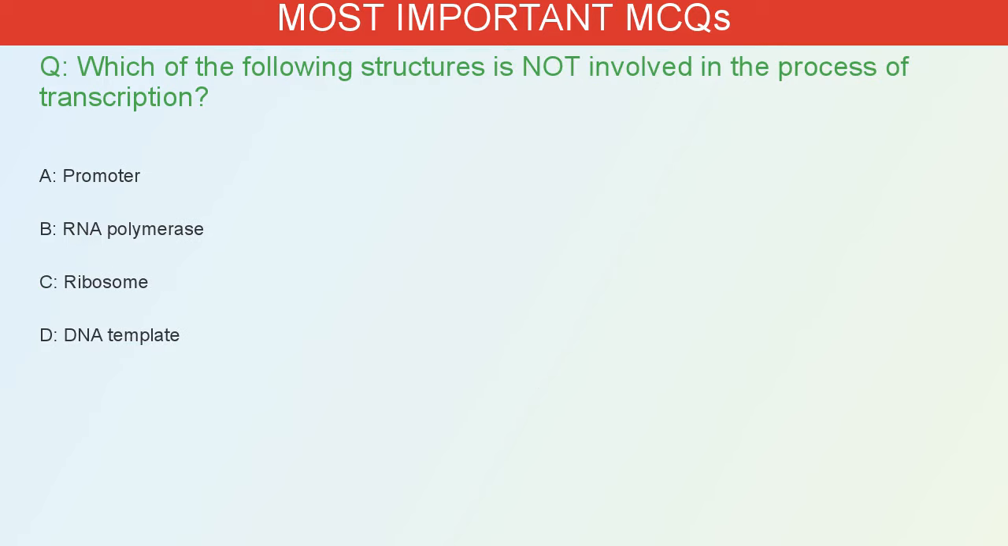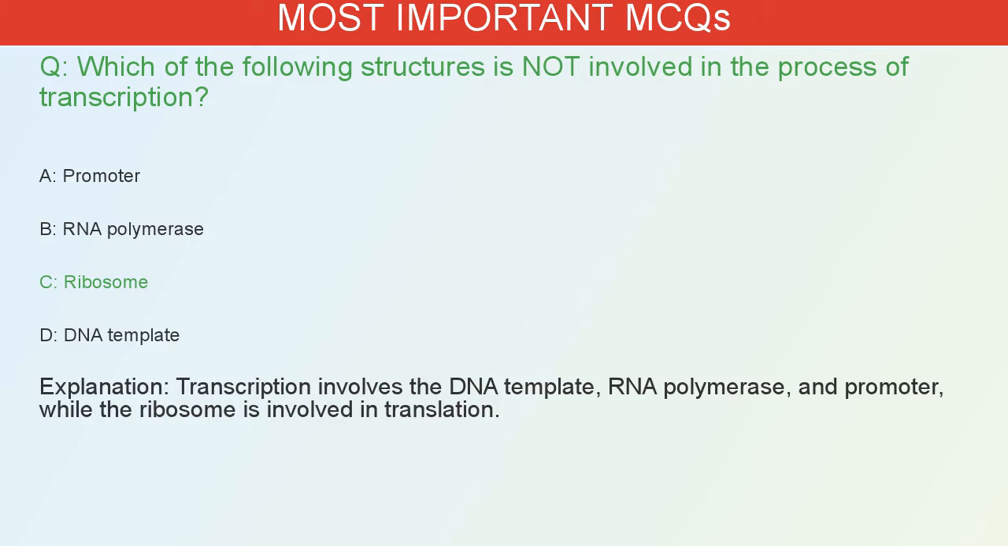Which of the following structures is not involved in the process of transcription? A. Promoter. B. RNA polymerase. C. Ribosome. D. DNA template. The correct answer is C. Transcription involves the DNA template, RNA polymerase, and promoter, while the ribosome is involved in translation.